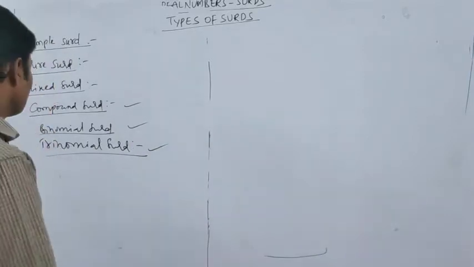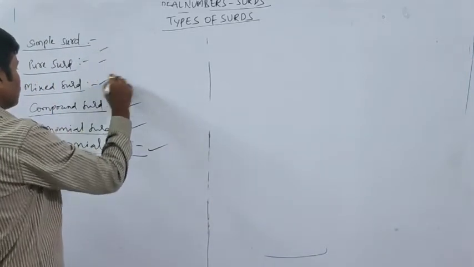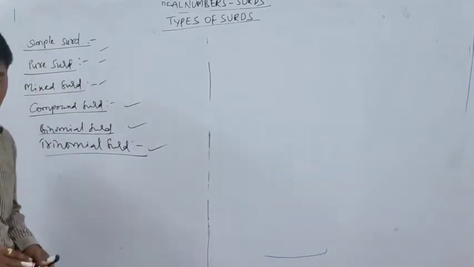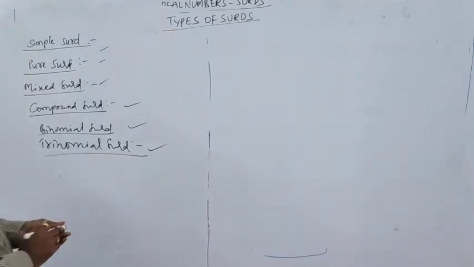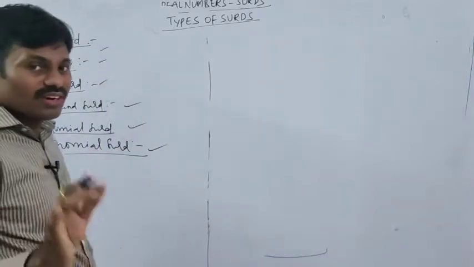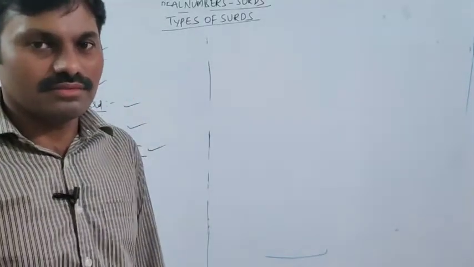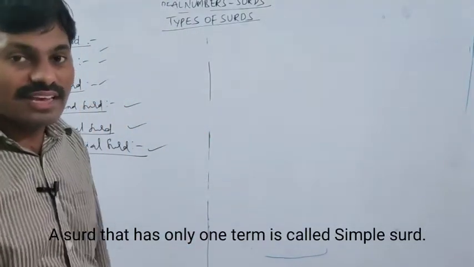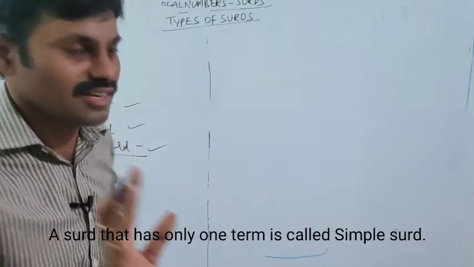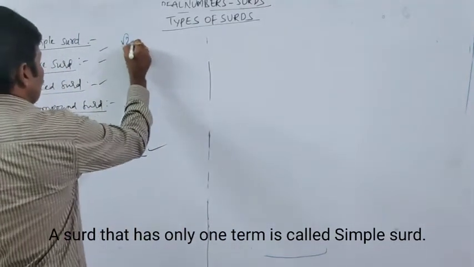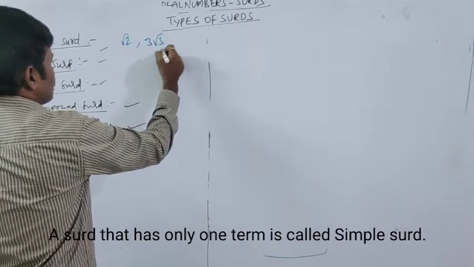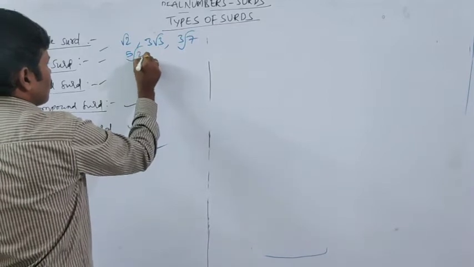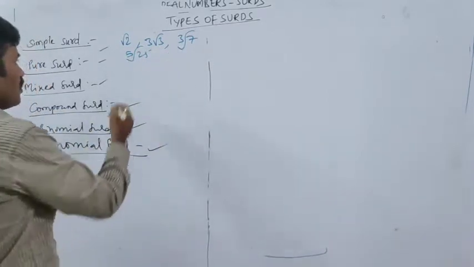These are some special sets. Of course, these are also based on terms itself, including coefficients. See, in simple sets, the set that has only one term is called a simple set. Simple means only one term. For example, root 2, 3 root 3, cube root of 7, fifth root of 25, these are all simple sets. Coefficient let it be.